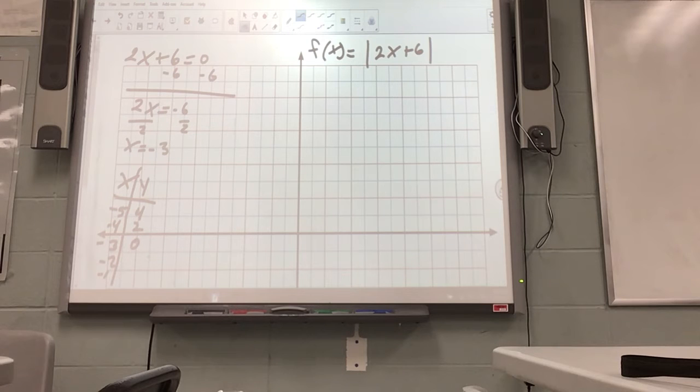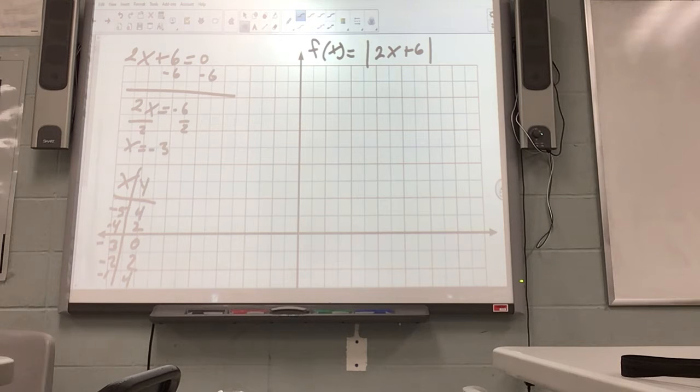Now, if you were a gambler, what would you gamble to be the next number right here? 2, because it's going to mirror that. Very good. Negative 2 times 2 is negative 4. Negative 4 plus 6 is 2. Absolute value of 2 is 2. Good job, Jalen. My last one should be a 4 unless I screw up. 2 times negative 1 is negative 2. Negative 2 plus 6 is 4. Absolute value of 4 is 4.